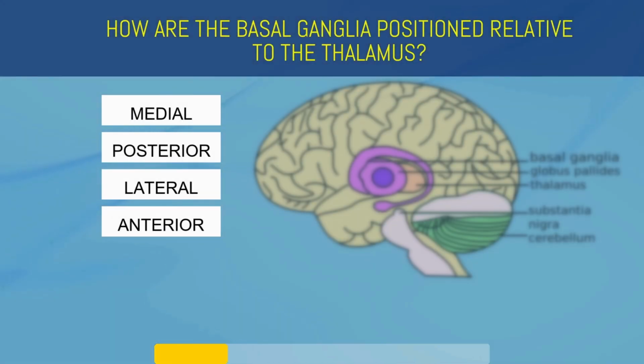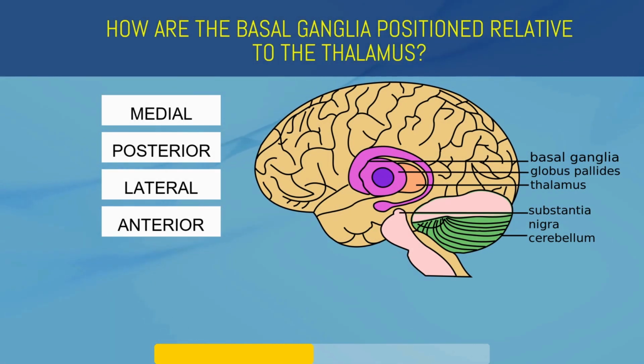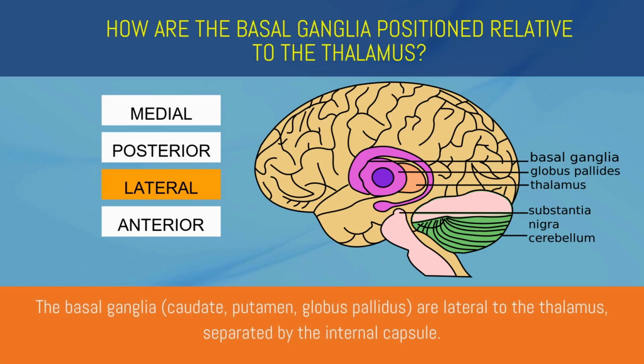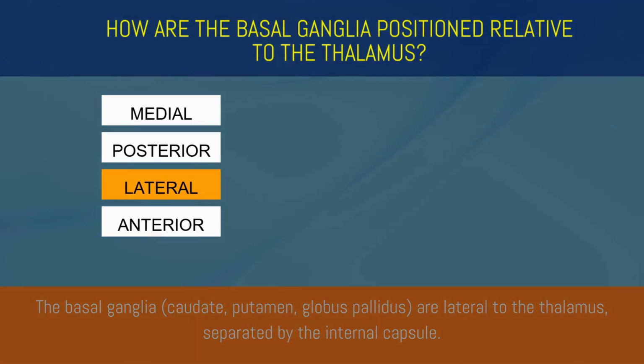How are the basal ganglia positioned relative to the thalamus? Medial, posterior, lateral, or anterior? Lateral. The basal ganglia are lateral to the thalamus, separated by the internal capsule.